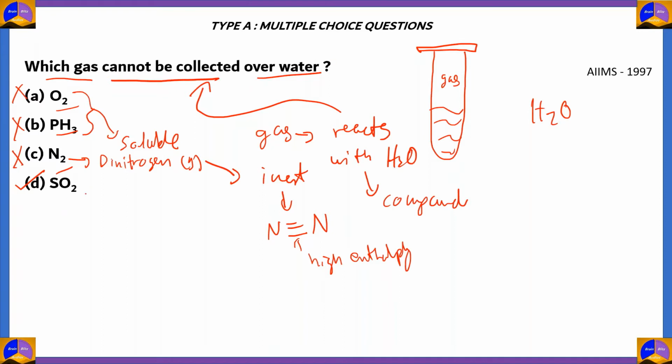SO2 cannot be collected over water. Why? Because when you mix SO2 and water, you get H2SO3, which is sulfurous acid. So if you keep SO2 over water, the water in time would be converted to sulfurous acid. So therefore, SO2 gas cannot be collected over water. Option D is the right option.